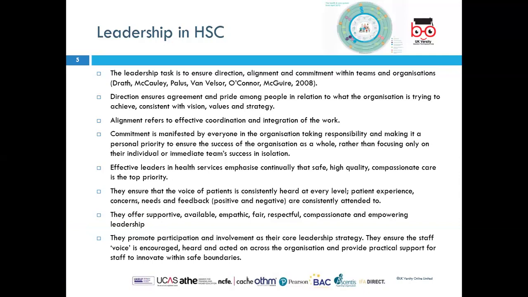What is commitment? It is manifested by everyone in the organization. They're taking responsibility, they're making this a priority, and they're working towards the organization. They're not silent, they're striving towards achieving the best, even without the leader having to push them. And an effective leader in health services emphasizes continually that safe, high quality, compassionate care should be the top priority.